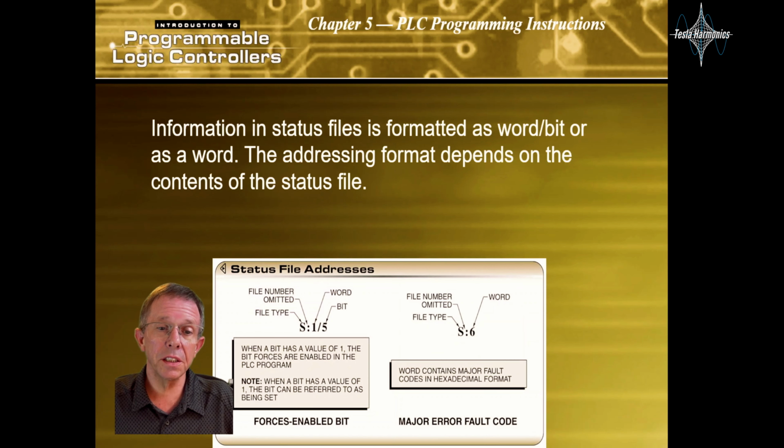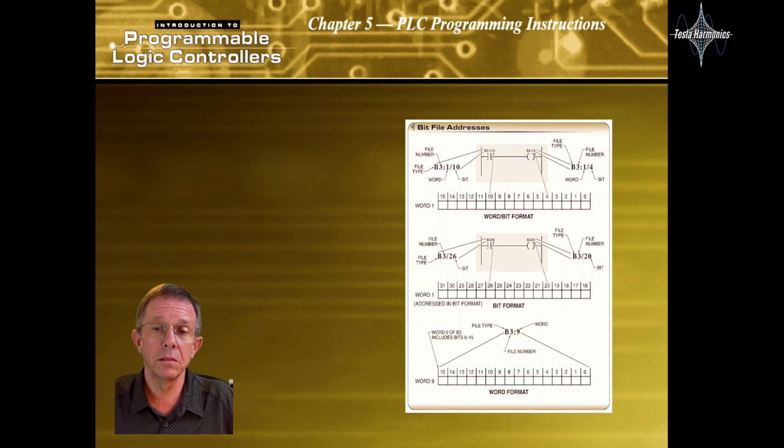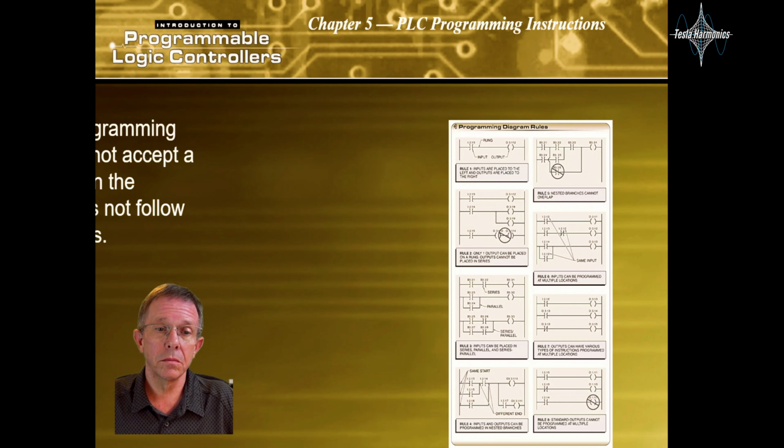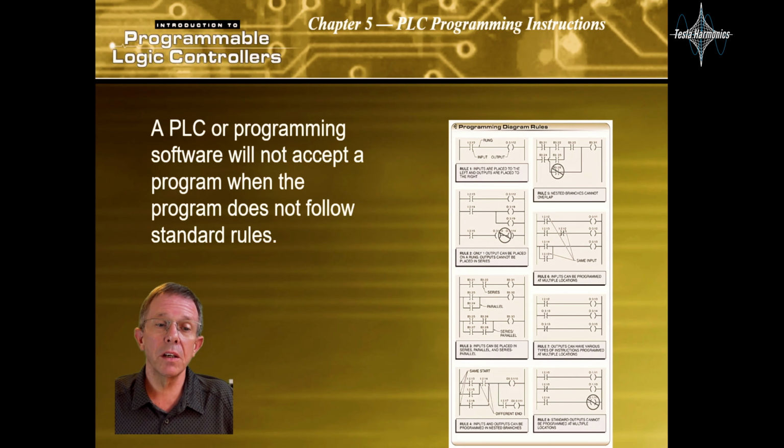Information in status files is formatted as word/bit or as a word. The addressing format depends on the content of the status file. The default bit file is B3. Bit file addresses are formatted as word/bit, bit, or as a word. A PLC or programming software will not accept a program when the program does not follow standard rules.